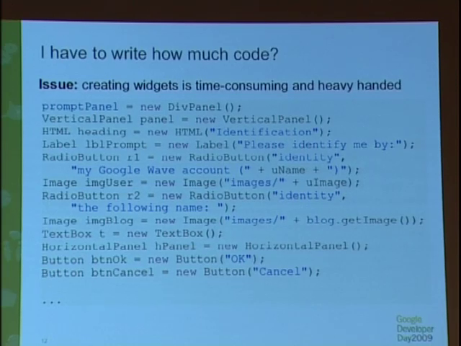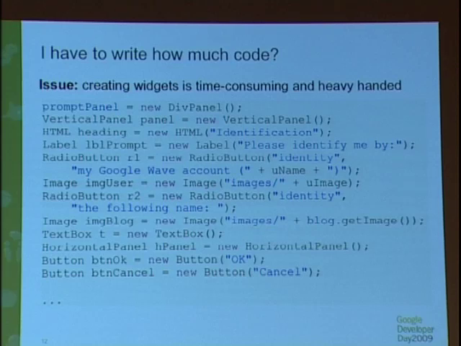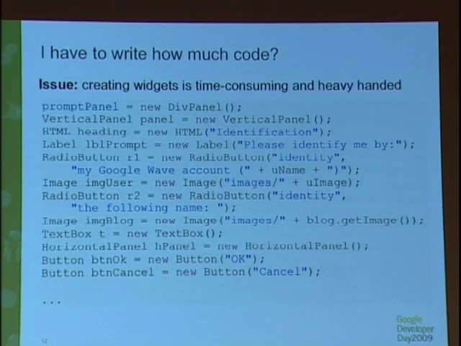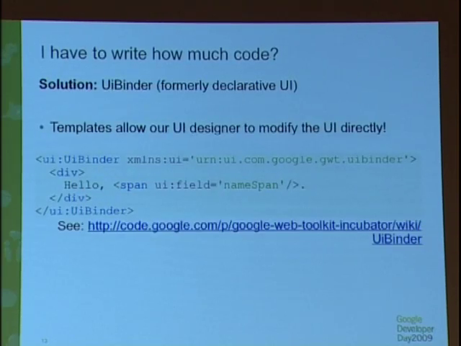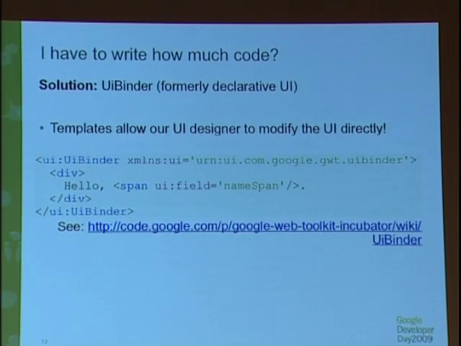So although GWT made it very easy to write UI code like this, we wanted something better. What you do now is they have a tool called UI Binder. It was previously known as declarative UI to those who might have used it before. And now the way you write widgets in GWT is declaratively.